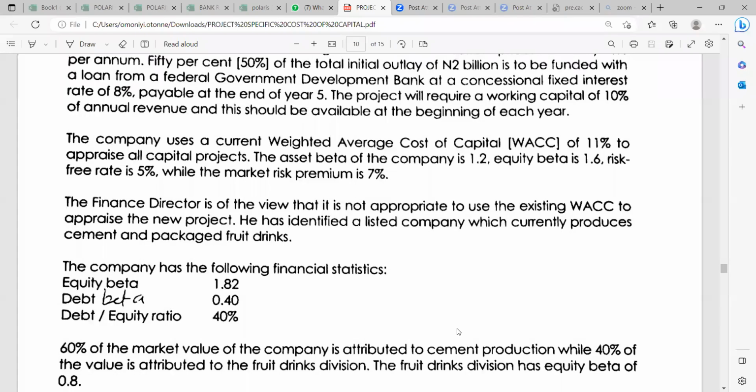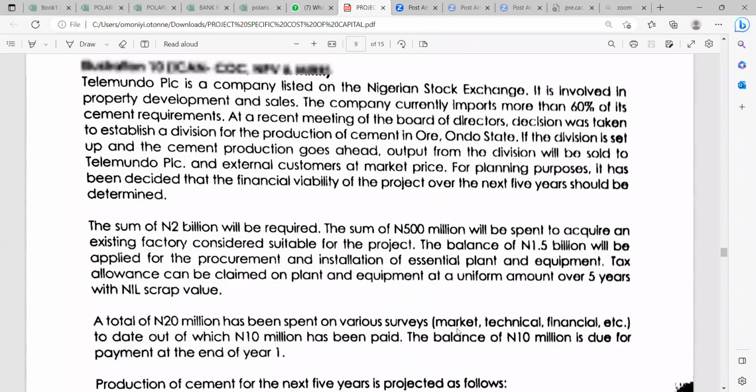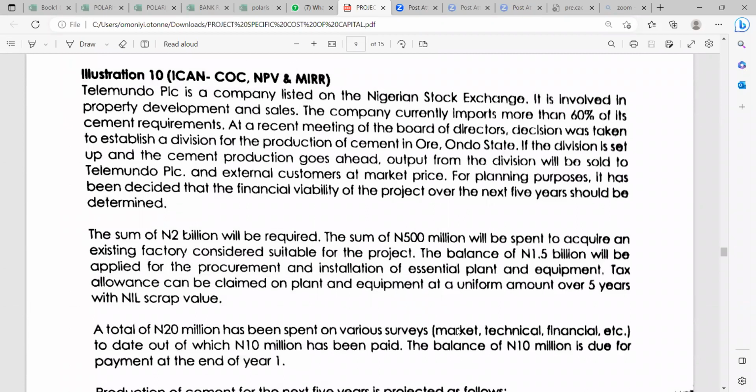Okay, that's one. Number two, what was Telemundo into before? Property development and sales. That is, the company currently imports more than 60% of its cement. So part of what they do in their property development is cement production. Now, you are not given a proxy company, but you are given a similar product.